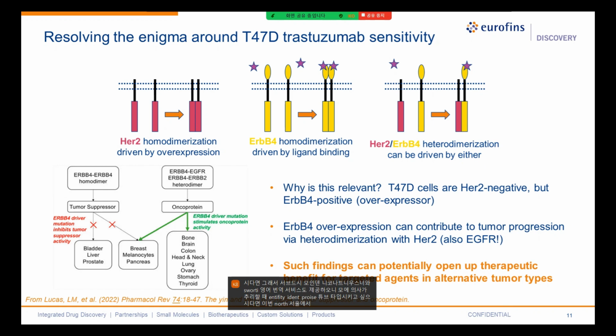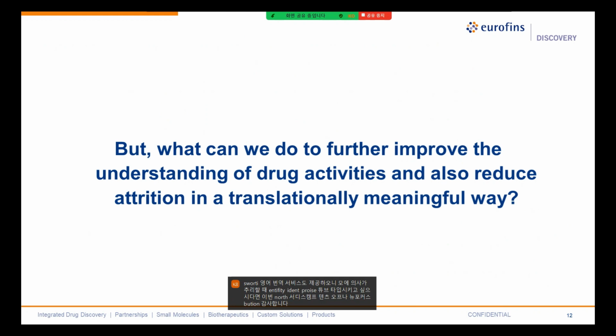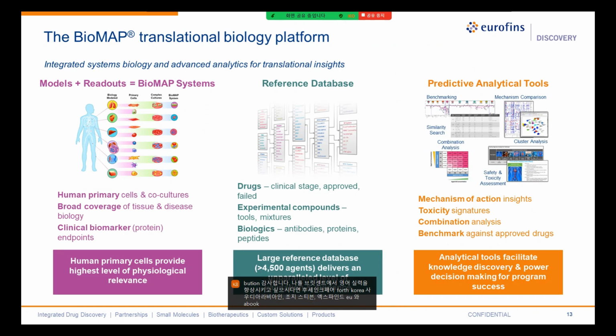So this can potentially open up new possibilities for a drug in terms of targeting other tumors where you wouldn't normally expect it to have activity. Now, if we turn for a second to the other part of drug discovery, we've talked a little bit about efficacy here, but if we think about what can we do to reduce attrition, I'm going to introduce to you and explain the use of a translational phenotypic platform called BioMap.